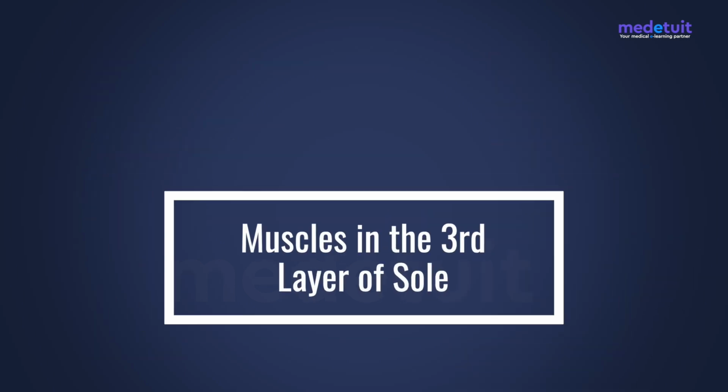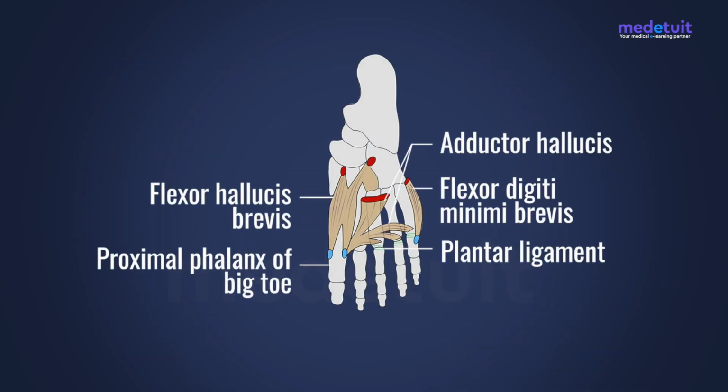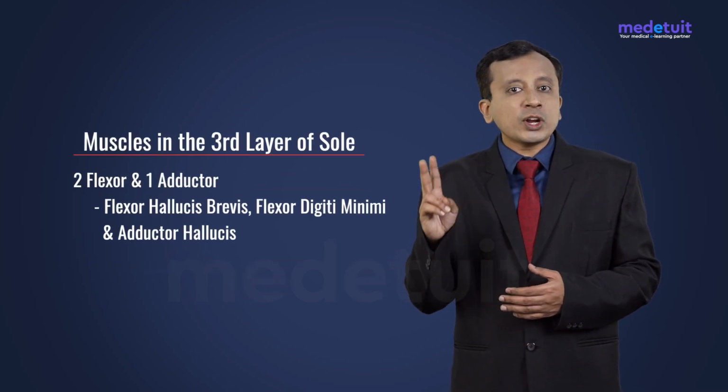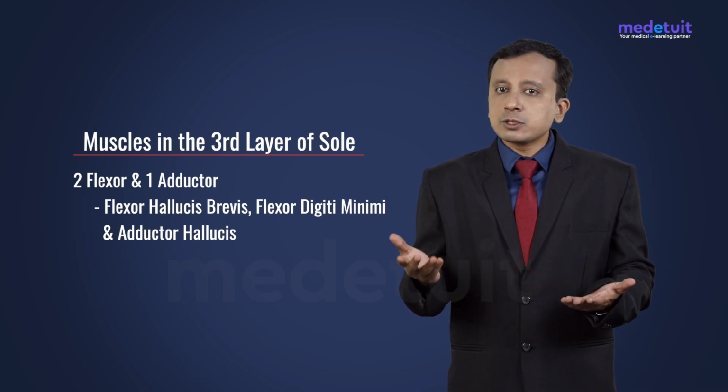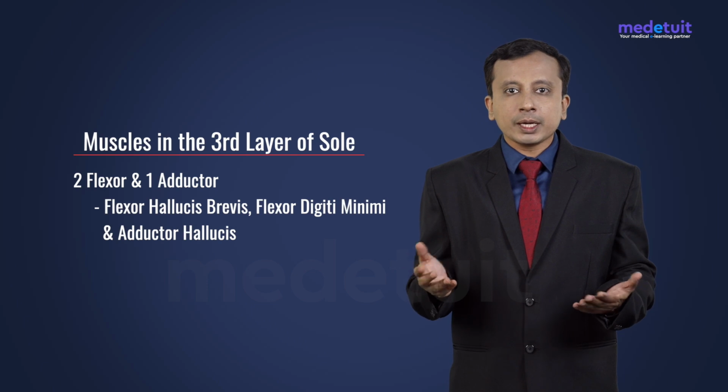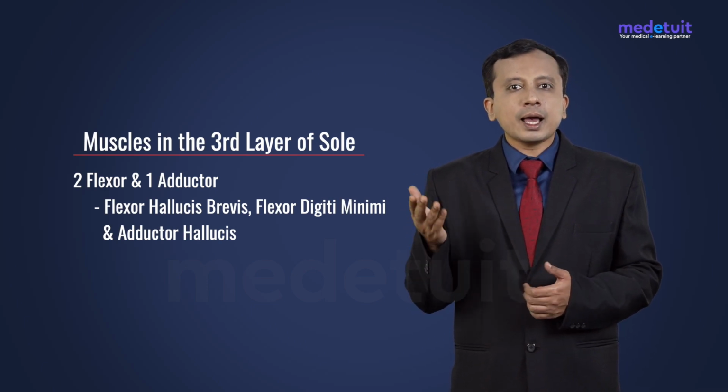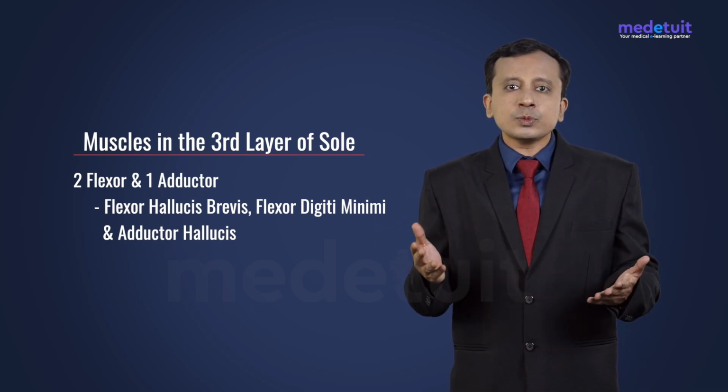longus. Third layer of the sole. Here, after we cut the second layer, we are going to find the muscles which are present in the third layer. All these muscles are confined to the metatarsals and they get inserted to the base of the proximal phalanx. Which are those muscles? We have 2 flexors and 1 adductor. The 2 flexors are Flexor Hallucis brevis and Flexor Digiti Minimi. The one adductor is Adductor Hallucis. Let us discuss each muscle in detail.